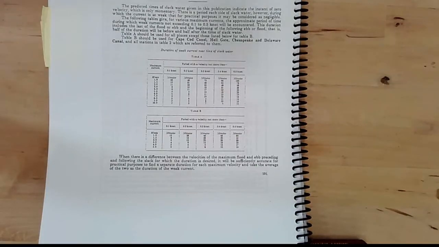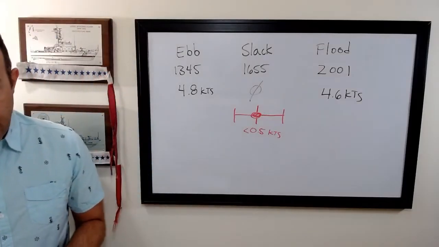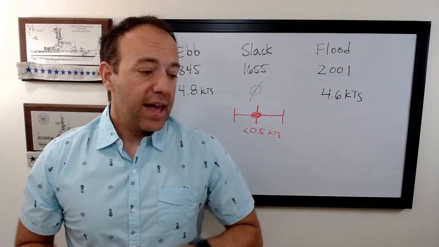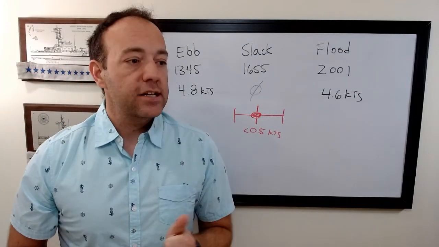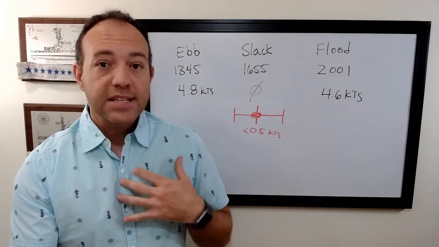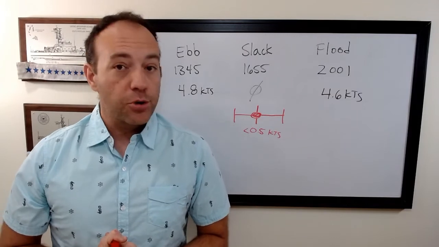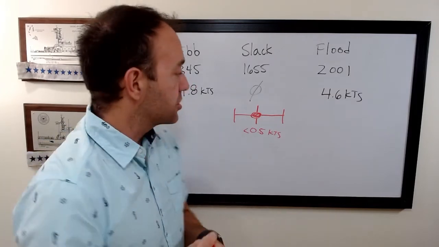The reason I marked it as a tricky problem is this is a daily predictions site, and the period of slack water is not a question that you see that often. I've never seen it on any of my exams. It is in the database, so we're prepared for it. But you never know when you're going to see something like that on an exam. So it's good to know.